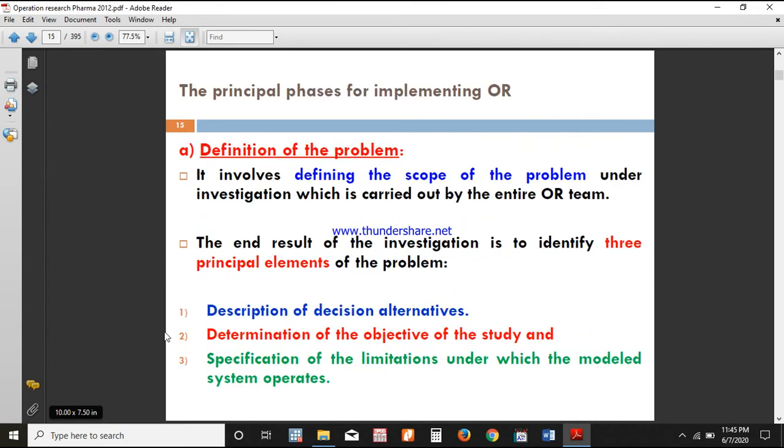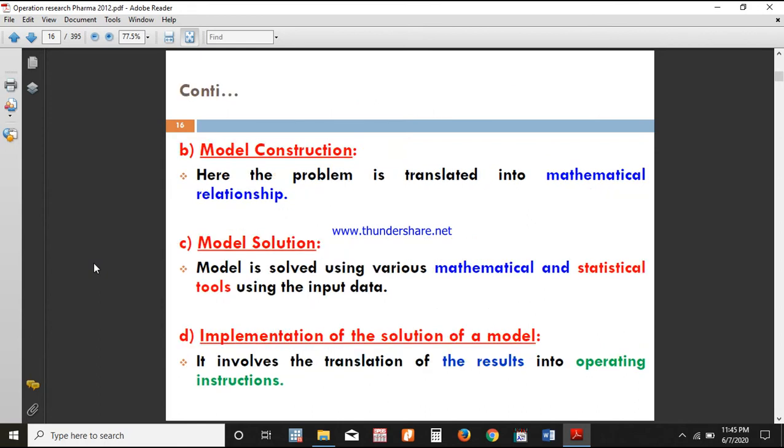When we come to the principal phases for implementing an OR study, the first phase is defining the problem, which involves describing the decision alternatives, determining the objective of the study, and specifying the limitations under which the system operates. And in the second step, we are going to see model construction.